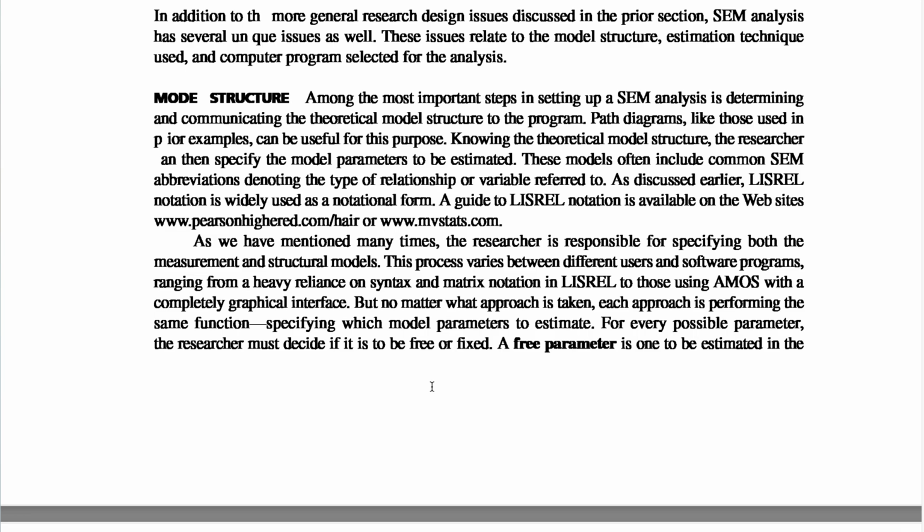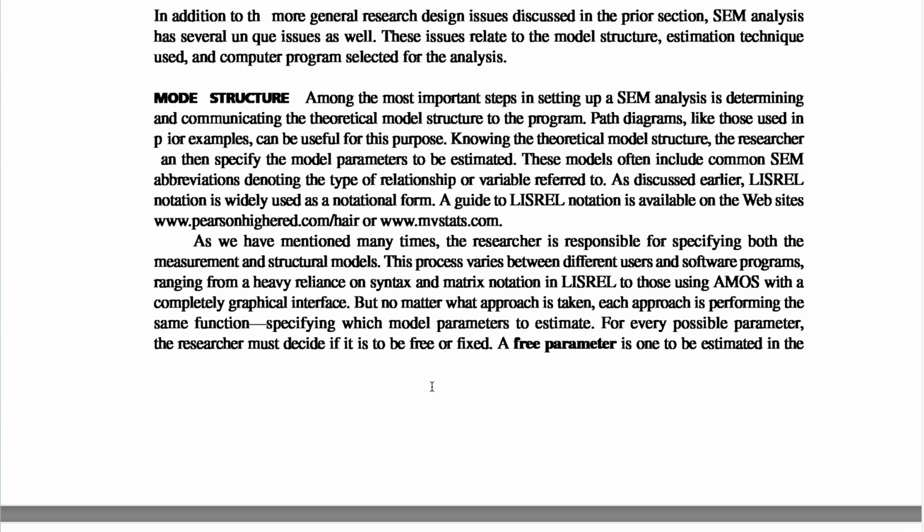Path diagrams like those used in the prior example can be useful for this purpose. Knowing the theoretical model structure, the researcher can then specify the model parameters to be estimated. These models often include common structural equation modeling abbreviations denoting the type of relationship or variable referred to. As discussed earlier, this notation is widely used, and a guide to the notation is available on the website.